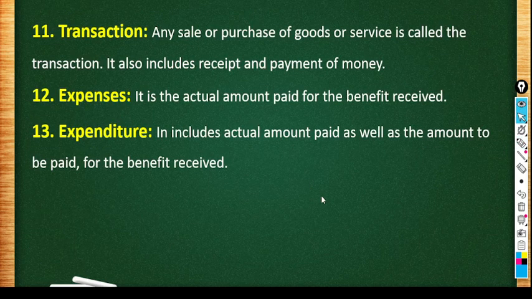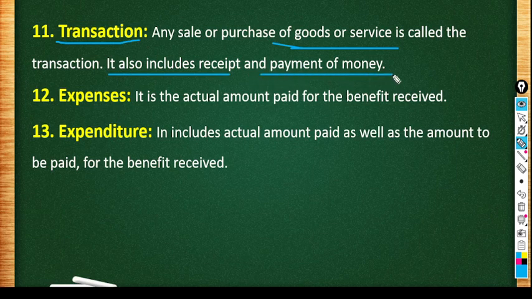Then what is a transaction? A transaction is any sales or purchase of goods or service. Simple thing, buying and selling of goods we call a transaction. It also includes the receipts and payments of money.